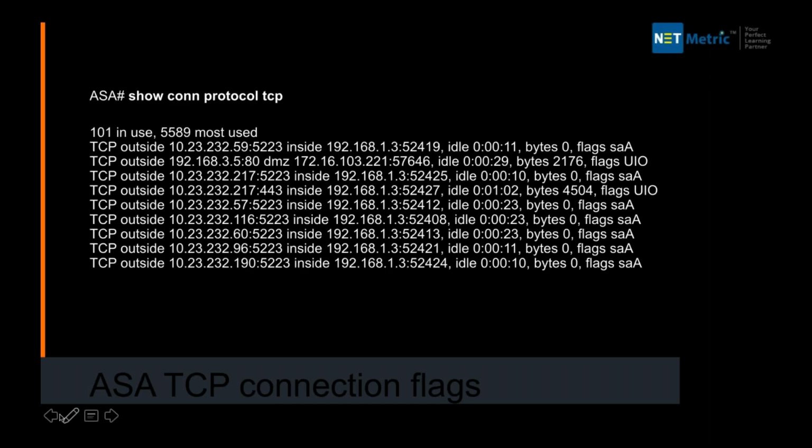Now coming back here, if you analyze this connection detail, you can see that there is one entry showing SAA. That means between this IP and this IP on the respective port numbers, only the SYN packet has been sent. And you can see over here there is a UIO. That means between these two IPs the three-way handshake has been done and data has started getting transferred. So looking at the flags, you can check the different things happening.